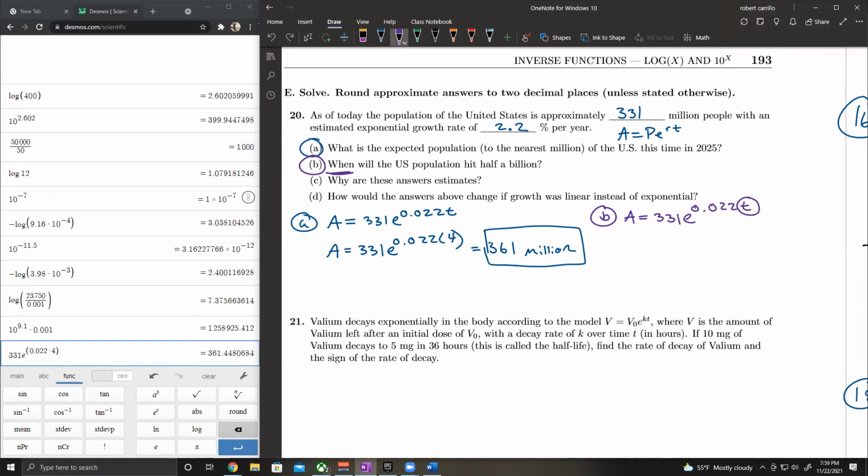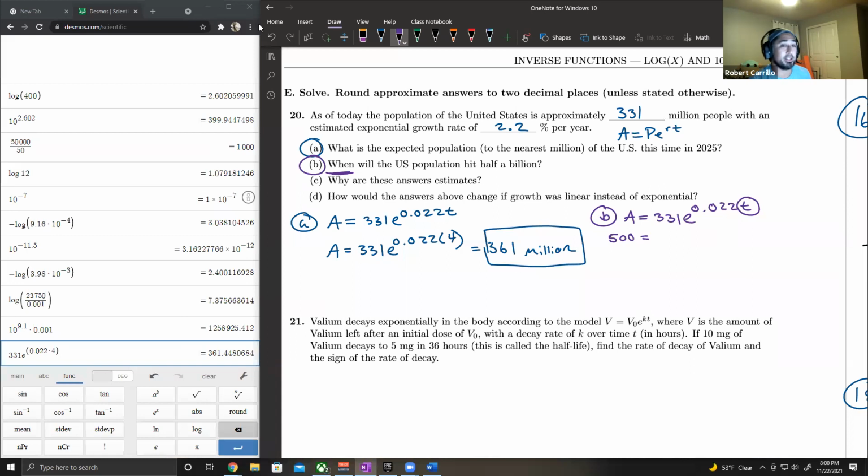500 million? 500 million. There you go. So we're just going to say that A is 500. Remember, all of this is in the millions. So 500 million would be 500. And this would be 500 equals 331 times e to the 0.022t. The first thing we're going to do is divide off that 331.